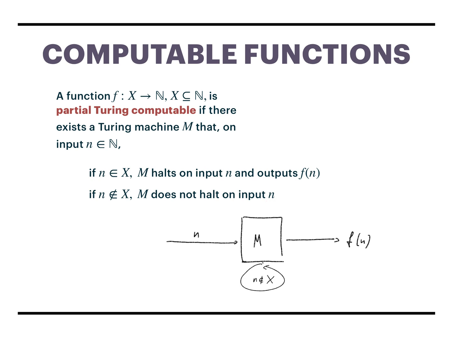So it either goes into an infinite loop, or it just stalls because it cannot find a valid transition. So if n is in X, it halts and outputs f of n. If not, then it goes into an infinite loop or stalls.